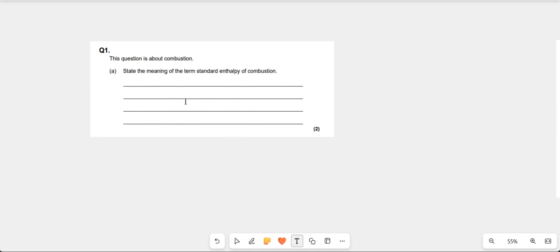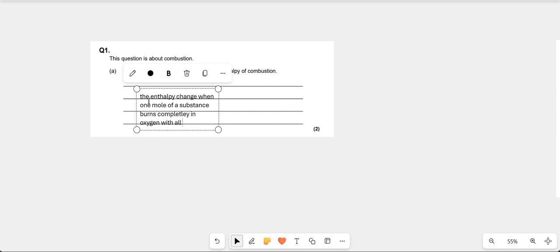Alright, cool. Question 1A, easy. State the meaning of the term standard enthalpy change of combustion. So this is basically the enthalpy change when 1 mole of a substance burns completely in oxygen with all substances in their standard state.